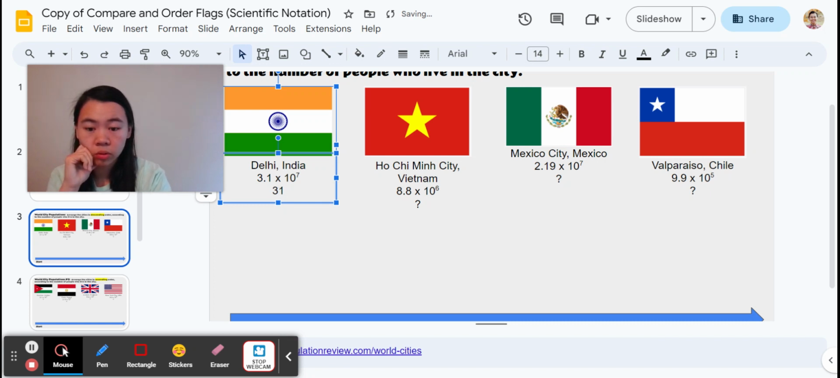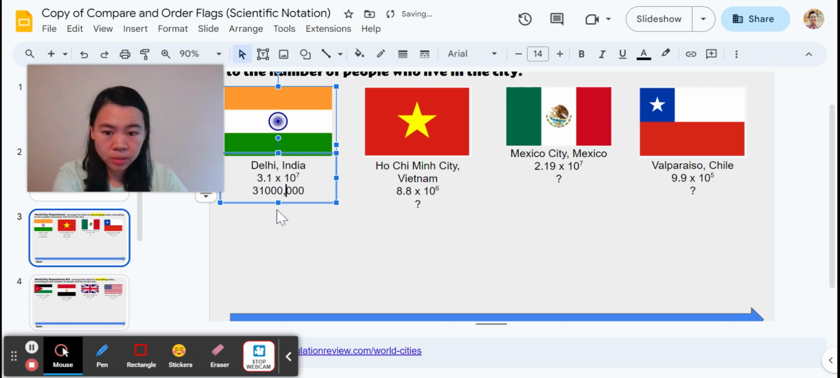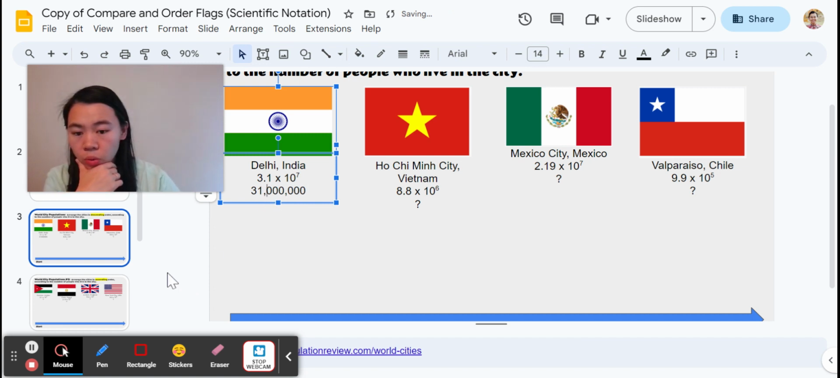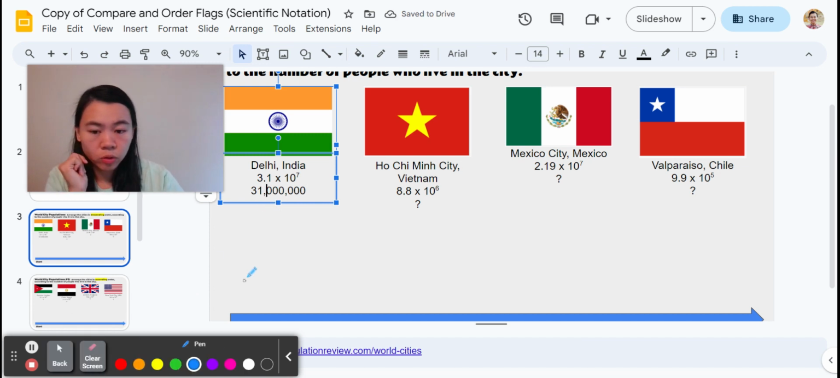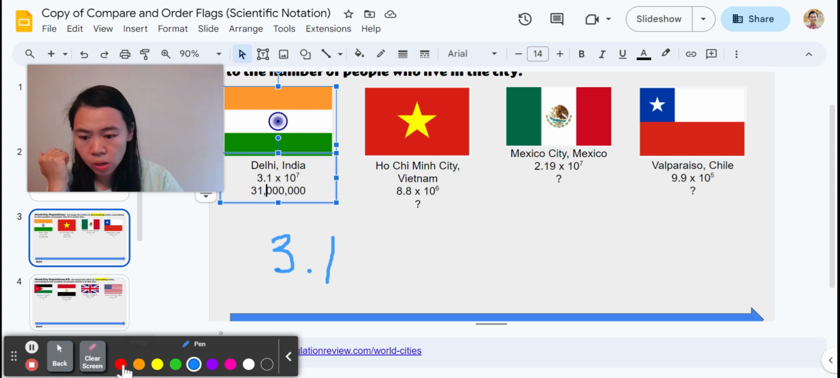So replace this question mark. 1 jump to get over the 1. So that's 1, 2, 3, 4, 5, 6, 7. That also means 6 zeros. And then we can go in and place our commas there so it's a little easier to read. 31 million. Okay, if you're not able to reason like that in your head, then use some scratch paper and actually draw out the jumps.